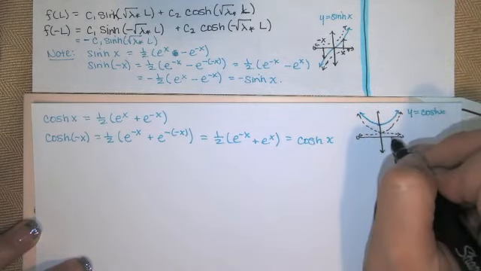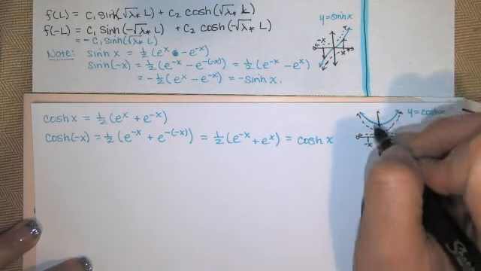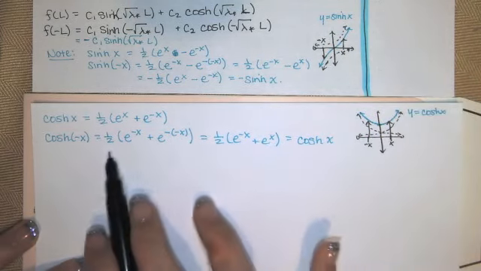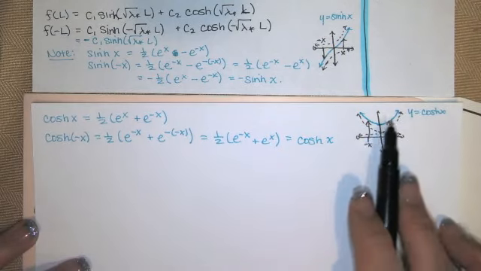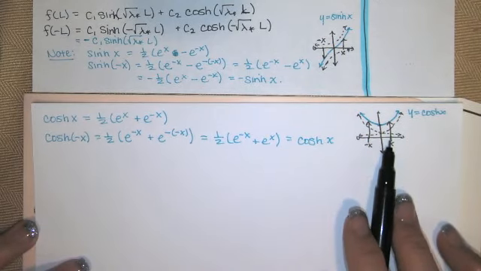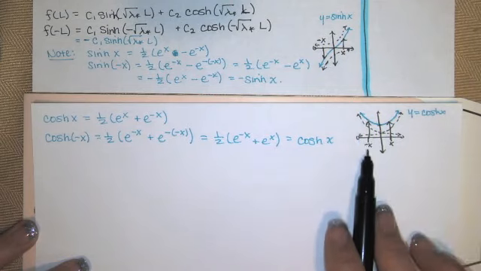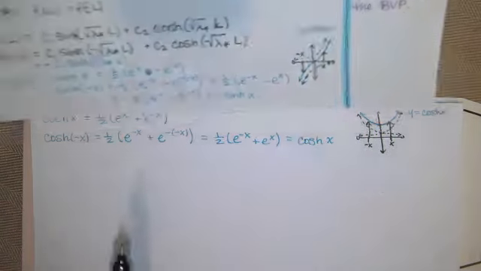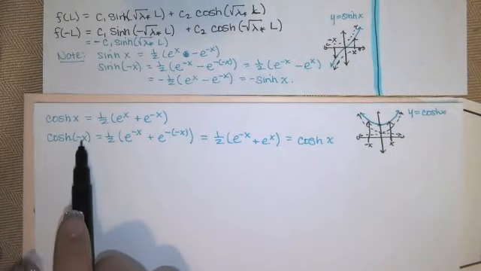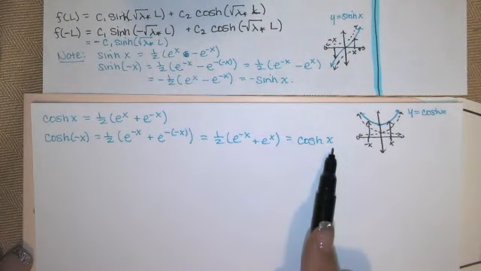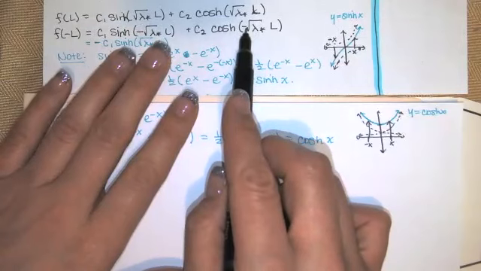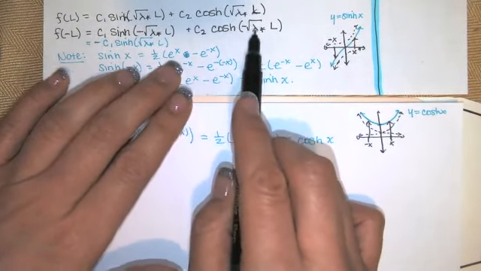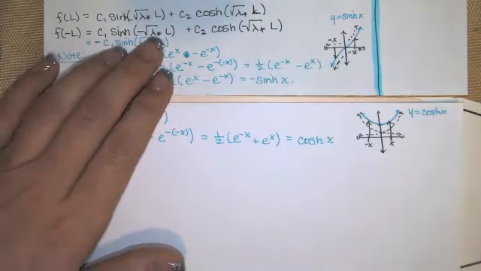Go x units to the right and x units to the left. Look at the y values. Since this is equal to this, the y values are going to be exactly the same. So if you go over here and y equals 10, you go over here, you're going to get y equals 10 as well. So that means that if hyperbolic cosine of negative x is the same as hyperbolic cosine of positive x, I can ignore this sign. This is the same as the hyperbolic cosine of a positive square root of lambda star times L.